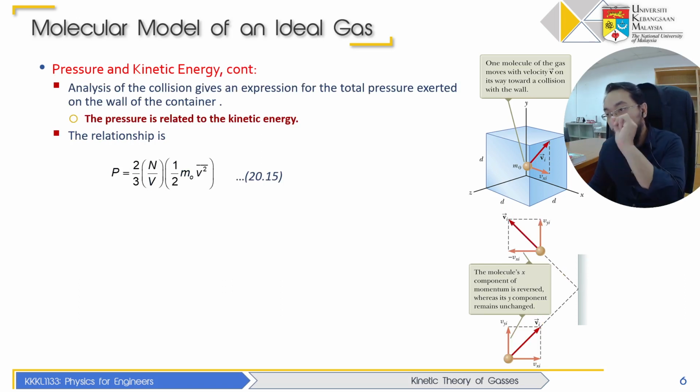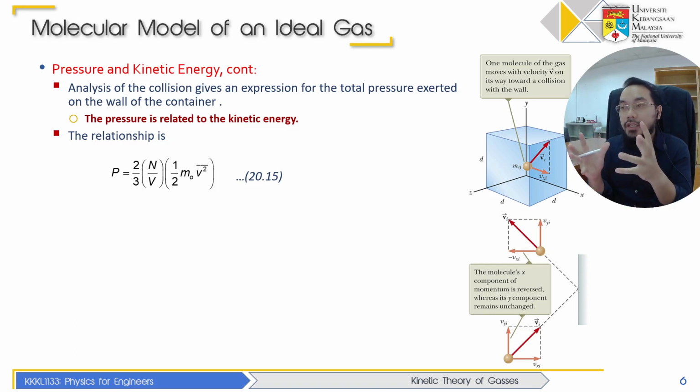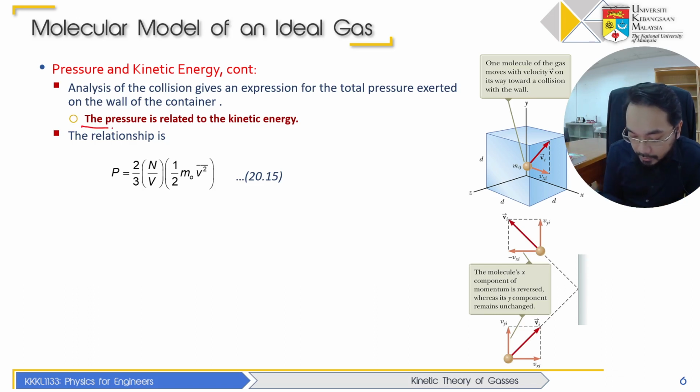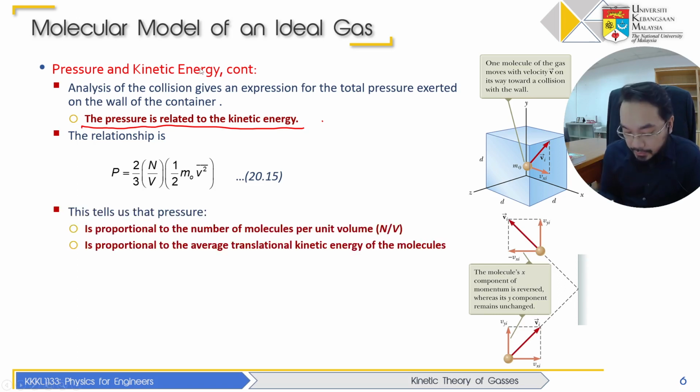Just now we looked only at one molecule or one atom. If we take collectively all the atoms or molecules inside the container, moving randomly and constantly hitting the wall and getting bounced all over the place, we can give an expression to the total pressure exerted on the wall of the container, and this pressure is due to the collision between the atoms and the wall of the container. So this is where we have the relationship between pressure and kinetic energy, whereby we have this equation here. P here is pressure.